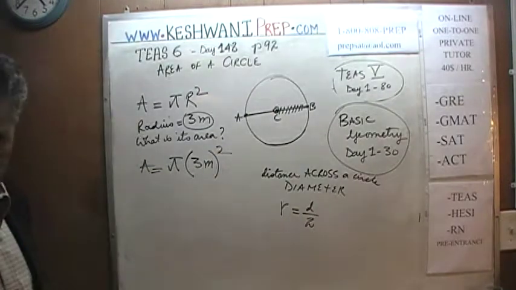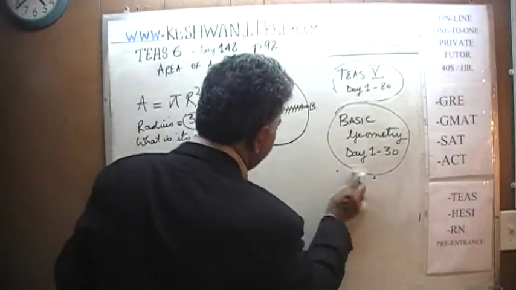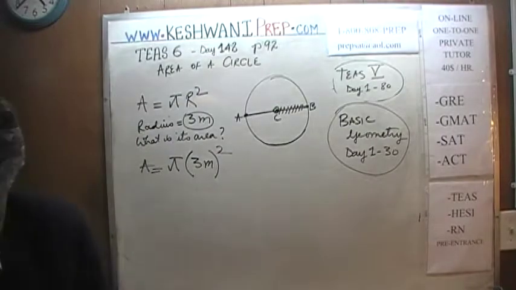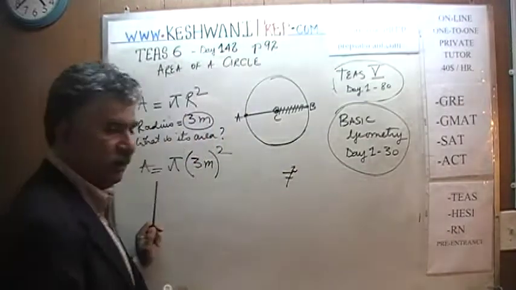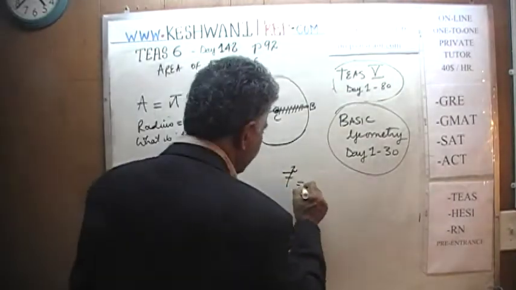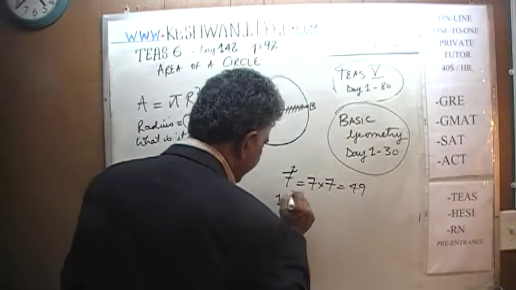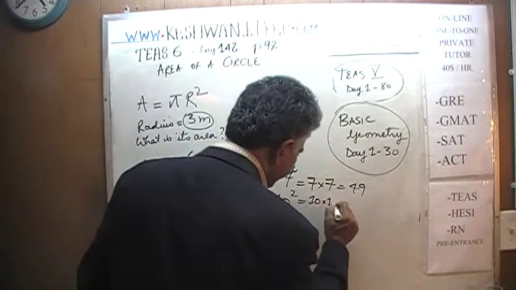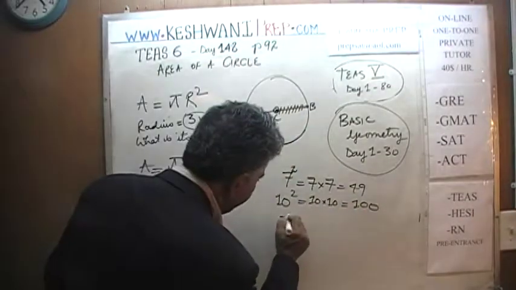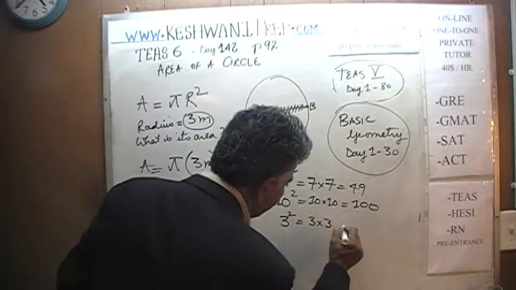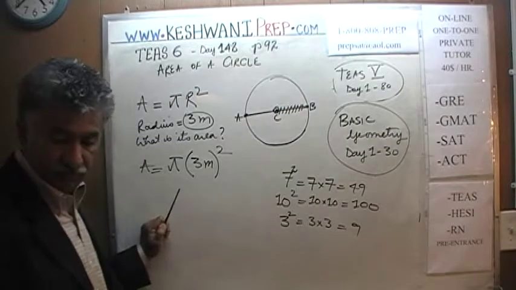That's how it is. We're going to digress here for a second. Let's do it here so you understand what's going on. For example, if someone says 7 squared, what does 7 squared mean? 7 squared means 7 times 7. Of course, that's 49. 10 squared means 10 times 10. Well, that's 100. 3 squared means 3 times 3. That's a 9. These are all numerical values. We have no units.